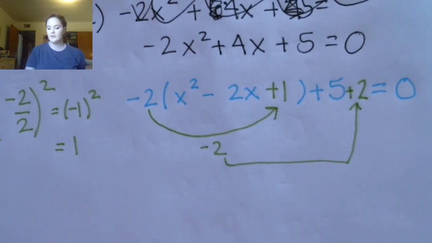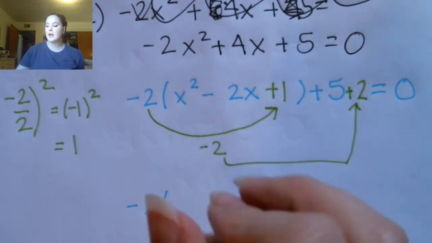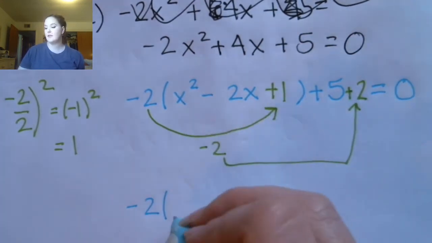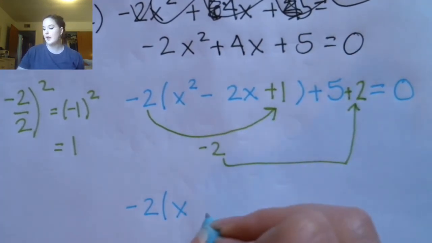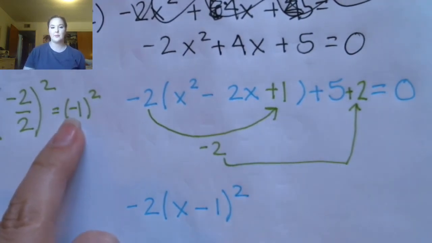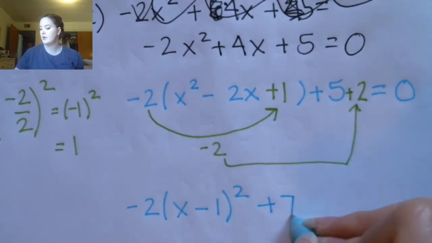All right, so let's factor. Okay, so what multiplies to 1 and adds to -2, it's going to be -1 and -1, so we'll have -1 squared. You can see that that lines up with this number. Okay, and 5 plus 2 is 7.